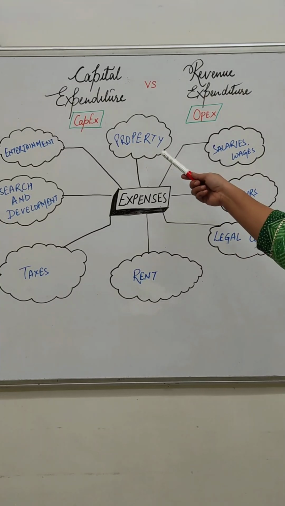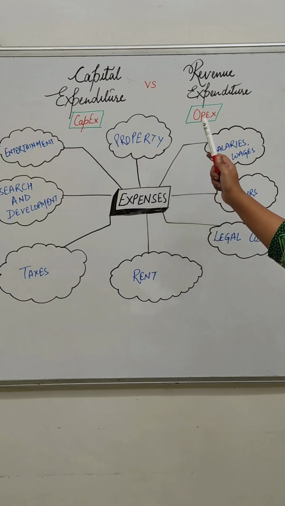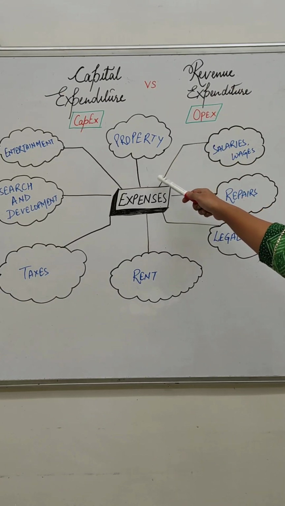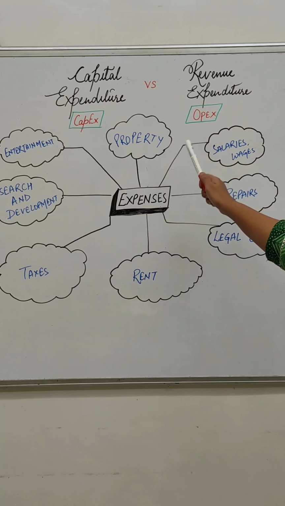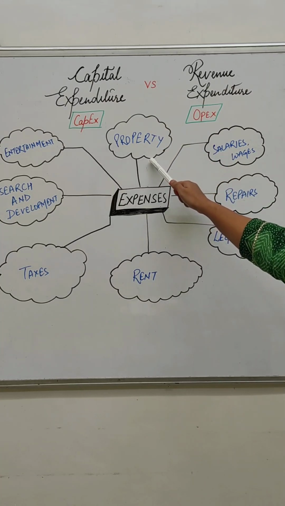The first one is property. Property, the first point we need to remember, is it for long term? Of course, yes. It increases the value of assets? Yes. And it is of non-recurring nature. So property fulfills all the conditions, so property is a capital expenditure. It is to be shown in the balance sheet.